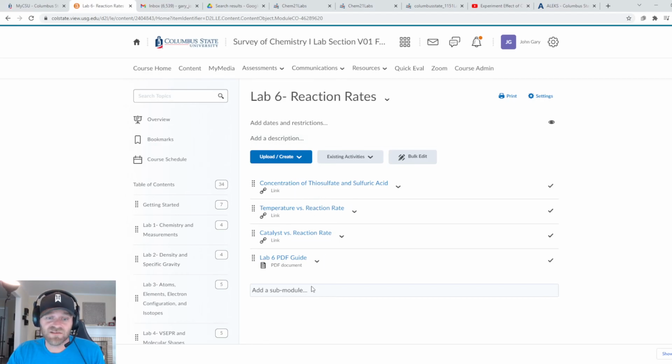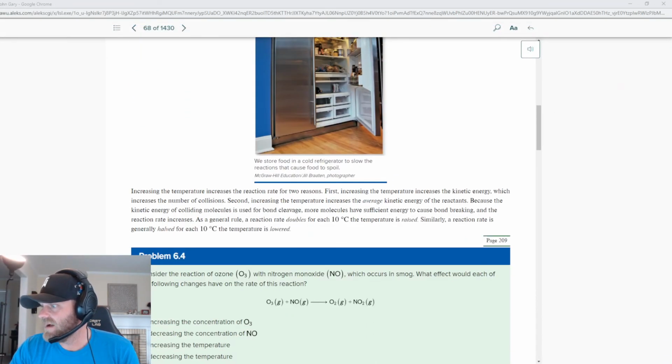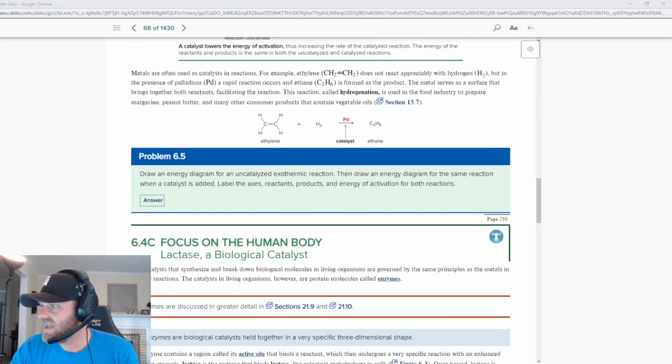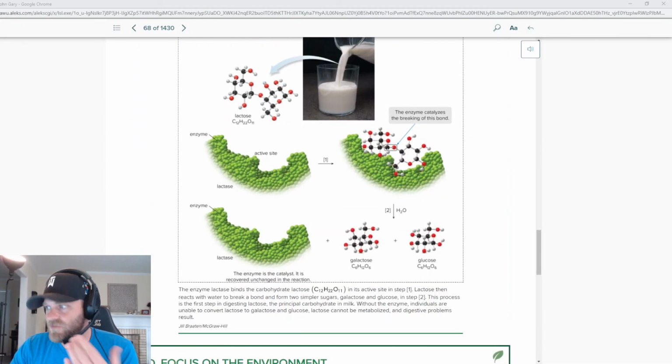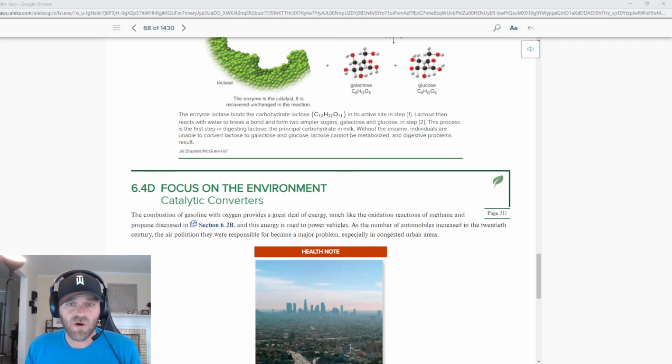I'm trying to look at your text and see. So I'm in the text right here. This is 6.4. It talks about how concentration affects reaction rate. There's the catalyst section. This talks about enzymes in the human body. So all of these things are materials you can use to kind of figure this lab out.